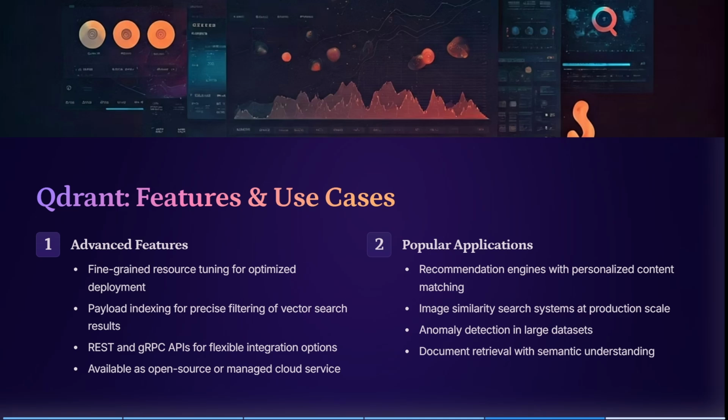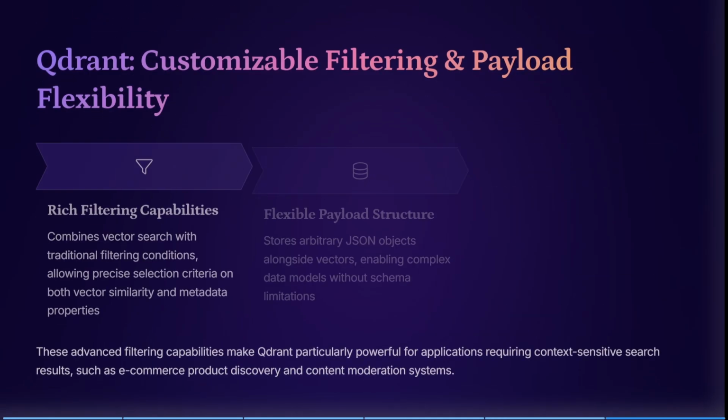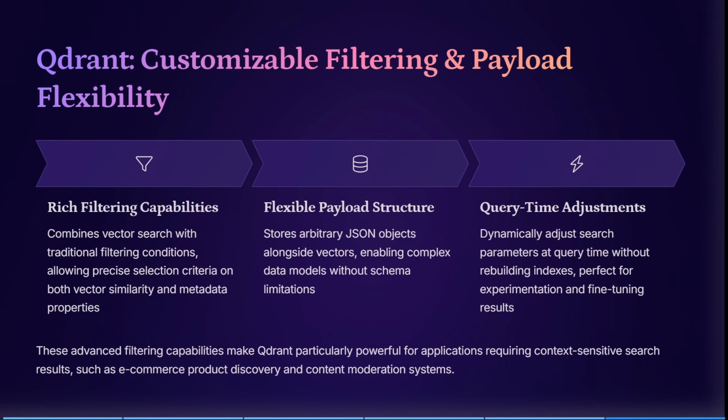Some of the popular applications could include recommendation engines with personalized content matching, image similarity search systems at production scale, and anomaly detection in large datasets, and then finally document retrieval with semantic understanding. The last thing that we are going to see here is their rich filtering capabilities.